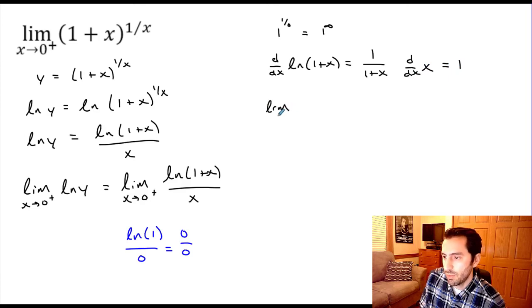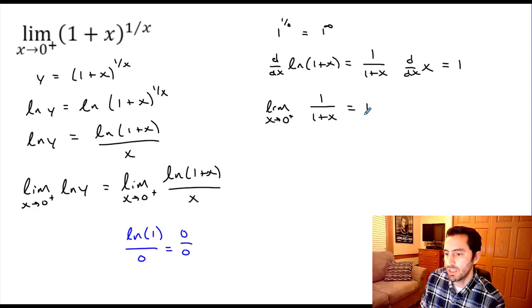So now our limit is going to be the limit as x approaches 0 from the right of 1 over (1 plus x), and then our denominator here would be over 1, but I'm not going to write that. So now we don't have an indeterminate form anymore. I can plug in 0. We get 1 over 1, so this limit is equal to 1.